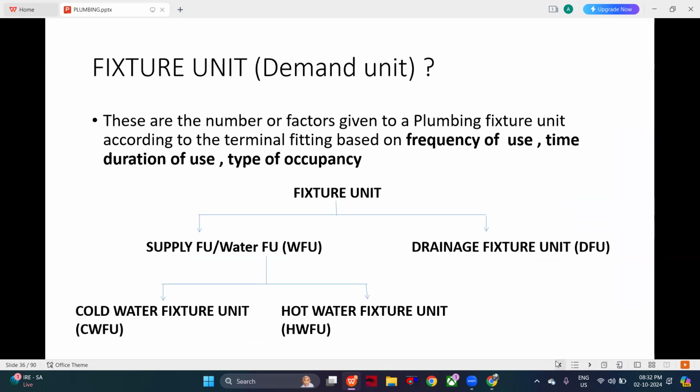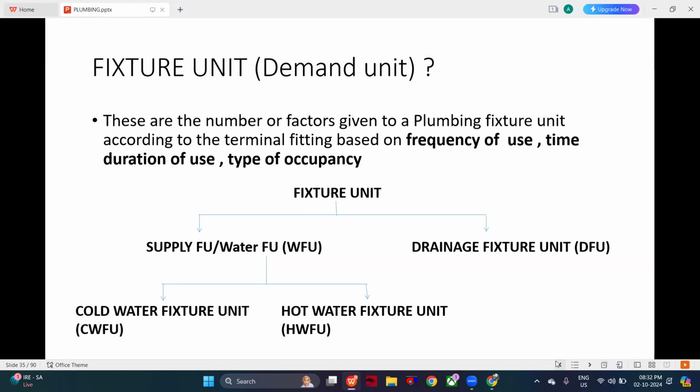So next, we have to talk about the fixture unit. Like in our firefighting system, we have one called the sprinkler head factor. Same here, we need a unit for our fixtures. That's called the fixture unit, and it is based upon the frequency of use, the duration of use, or the type of equipment.